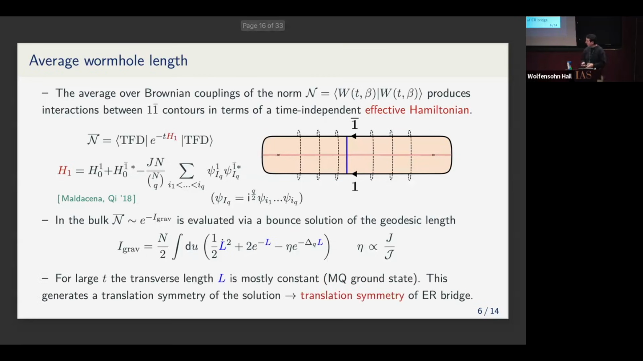So what happens is that the solution for this particle bounces: it starts at -infinity, it reaches some maximum value of the length, and it goes to -infinity again. But because of this potential, the value of L for very large t is mostly constant through the contour. And what this essentially generates is an approximate translation symmetry of the disk solution, so that the disk gets stretched and it looks more like an interval capped off smoothly by two pieces over here.